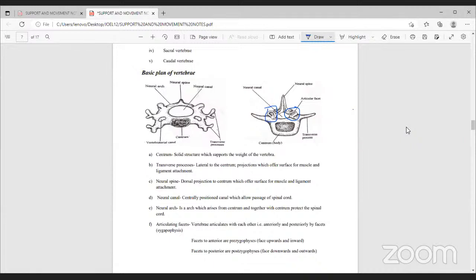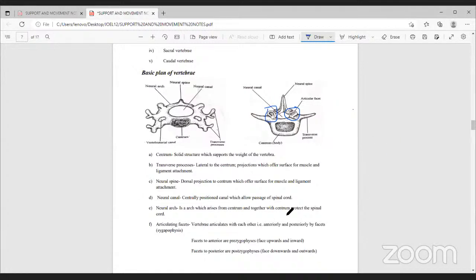Of course, the vertebra is supposed to be connected on the upper end and also on the lower end. We call them the anterior end and the posterior end. So we have the anterior facets, which we call the pre-zygapophysis. Basically, they face upward and inward. Then we have the ones on the posterior end, which we call post-zygapophysis. Basically, they face downward and outwards.